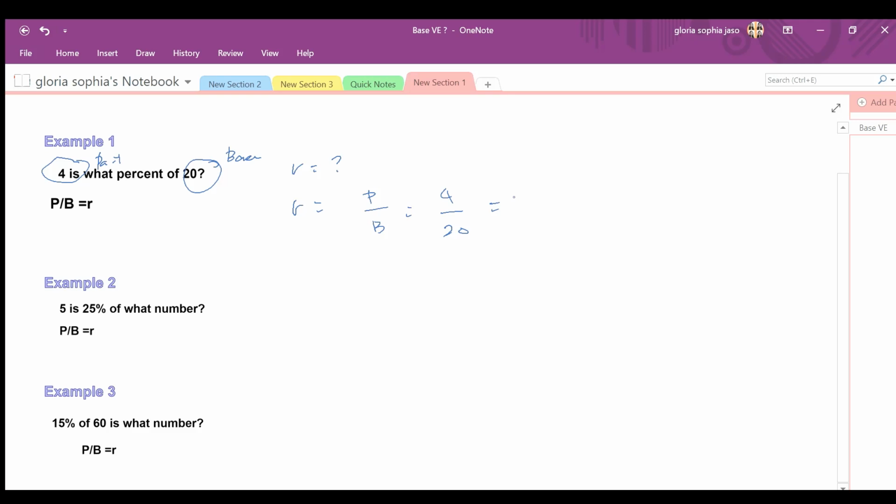So using your calculator, simplify it. 4 over 20. So the answer is 0.2. So multiply by 100 or move 2 decimal places to the right. So that is equal to 20%. So 4 is 20% of 20. Okay, next, example number 2.